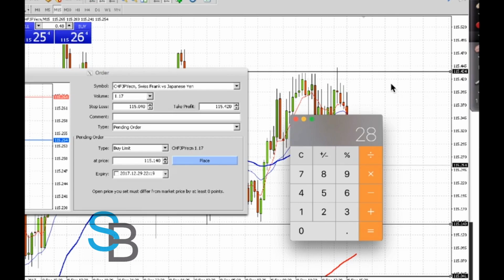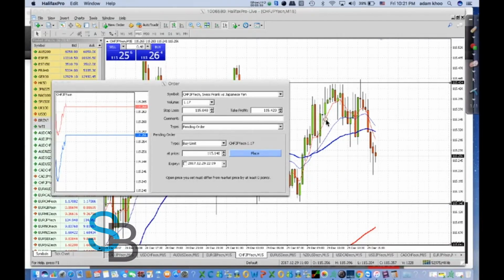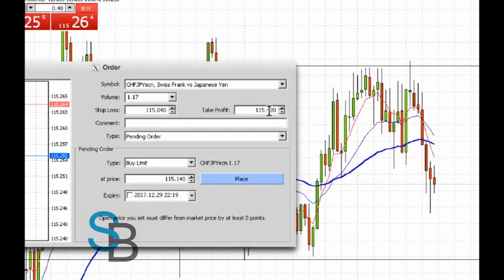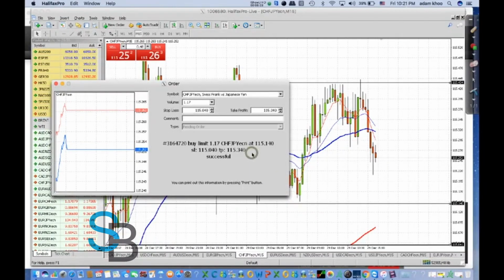Okay, if I want to be a bit more conservative, and I say, okay, let's not be greedy, let's just make 1:2, you can also do that. So let's be a bit more conservative and say, okay, I just want to make 20 pips. I'm risking 10 to make 20. All right, so my profit target would be 115.14 plus 20, 115.34. So let's just place the profit target 115.34 if you want to be more conservative, because it may not reach that resistance, right? So I'm going to place the order. There we go.